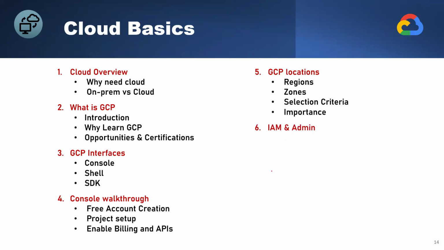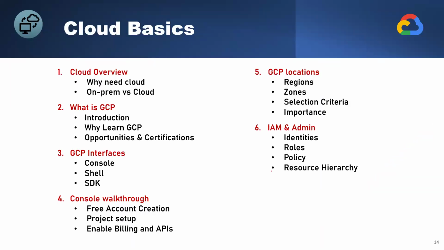IAM is our very important topic for security and access control. What are identities, what are roles, what is a policy, what is the resource hierarchy, and how to assign a policy to multiple people and control the access. With the help of IAM and admin, we are going to take care of access control. So these are our cloud basics. We have 6 modules, and each module talks about a different topic: cloud overview, Google Cloud Platform, GCP interfaces, console walkthrough, GCP locations, IAM and admin.